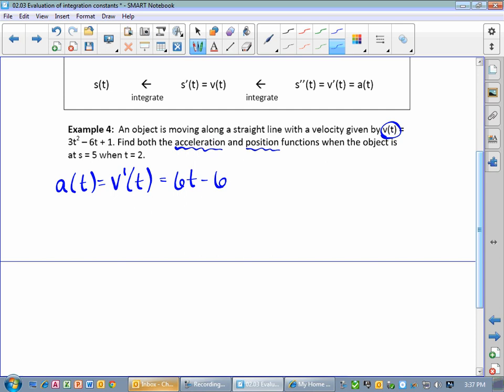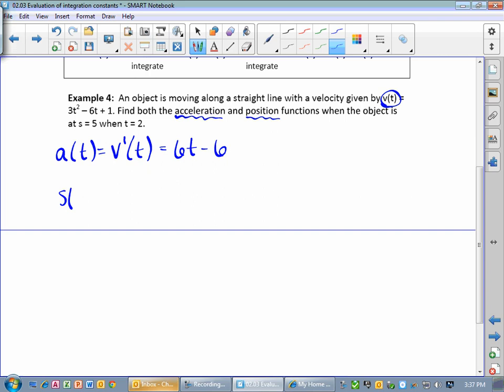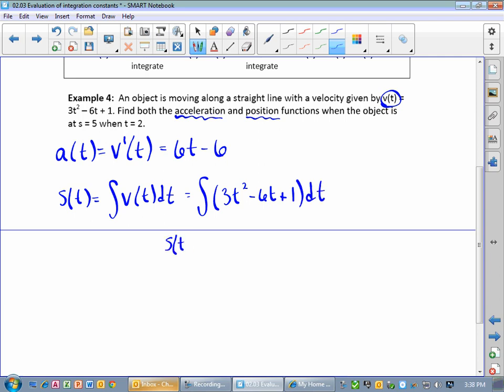It's easy. Now we're given a velocity function and we want a position function. How is position related to velocity? To get to acceleration, we had to find the derivative. Given velocity, how do we get to position? We integrate. So s of t will be the integral of v of t dt, the integral of 3t squared minus 6t plus 1 dt. The integral of 3t squared is t cubed over 3, minus the integral of 6t, which is 6t squared over 2, plus the integral of 1, which is t, plus C.